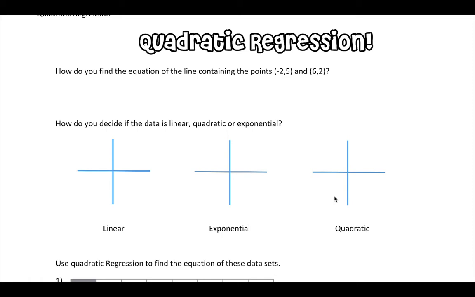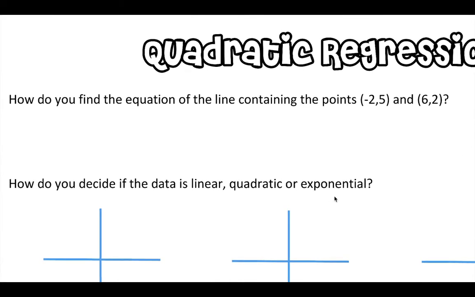Guys, last thing for algebra, we are doing, it says quadratic regression, but we're really doing all the regressions. It says quadratic because you already know how to do linear regression. We did exponential regression yesterday, so all that's left is quadratic. But we're really going to do a mix of it to where you have to pick which regression to do. So just to review from linear regression, how do you find the line? That's how we know it's linear, it's a line.